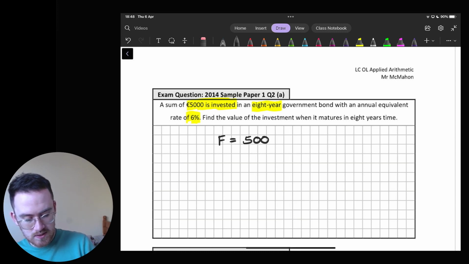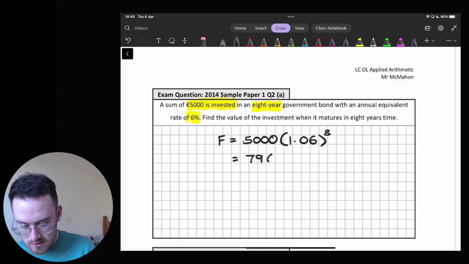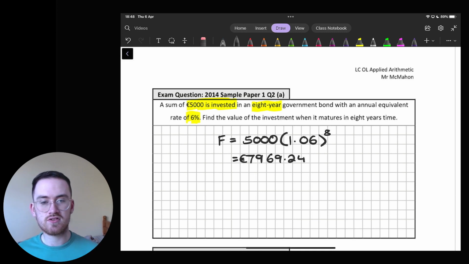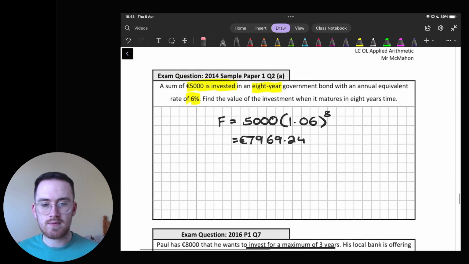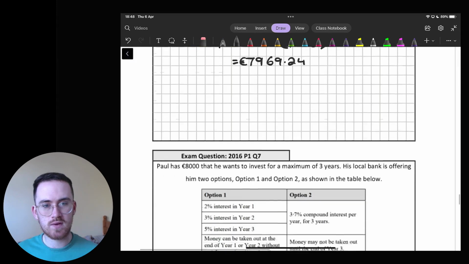My principal, we said, was 5,000. My 6% becomes 0.06, and I'm putting it in for 8 years, and then I can simply sub this into my calculator. And I get 7969.24. So €7,969.24. Okay, and this was a part A of a question, so obviously as they go on, then you might be asked to give more and more information, and they might change different parts of the question.